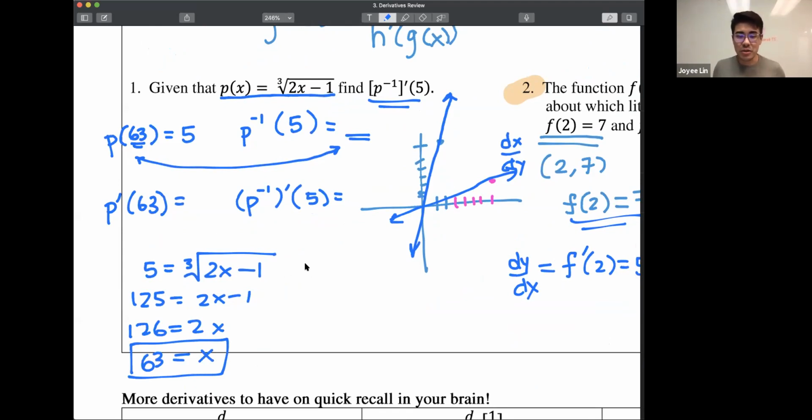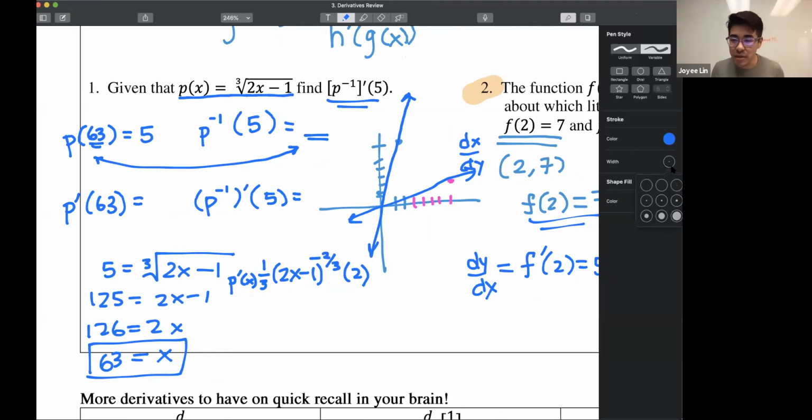So when we take the derivative of that, what do we get? We get 1/3 times 2x minus 1 to the negative 2/3 power. Don't forget the chain rule, times 2. This is equal to P prime of x. I need to make this pen a little bit less wide. It's taking up too much space.